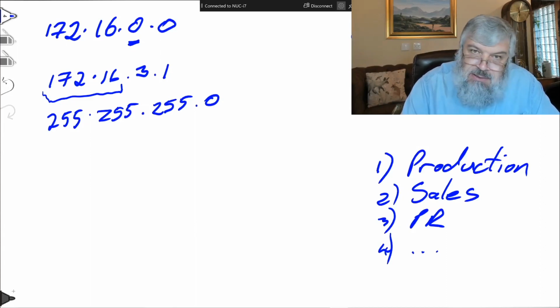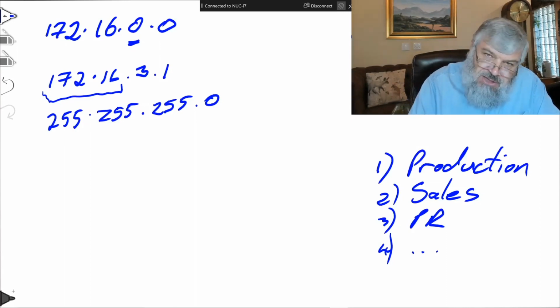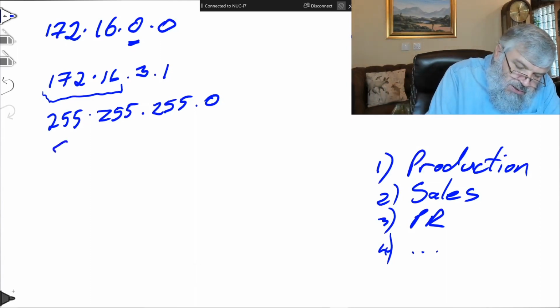As an aside, I previously said that I would begin to talk about classless addressing. And what we have in this context that is very useful is the notion of classless interdomain routing. It's a notation, CIDR.